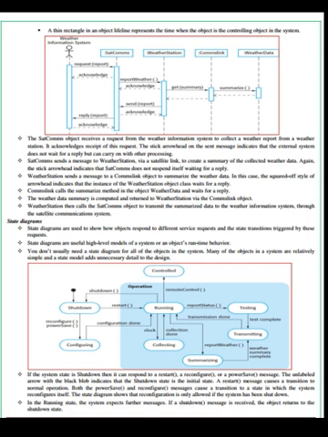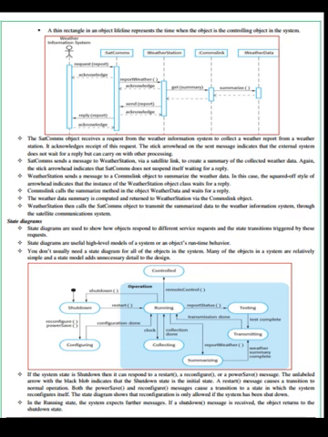Weather station sends a message to a comms link object to summarize the weather data. In this case, the squared off style of arrowhead indicates that the instance of the weather station object class waits for a reply. Comms link calls the summarize method in the object weather data and waits for a reply.